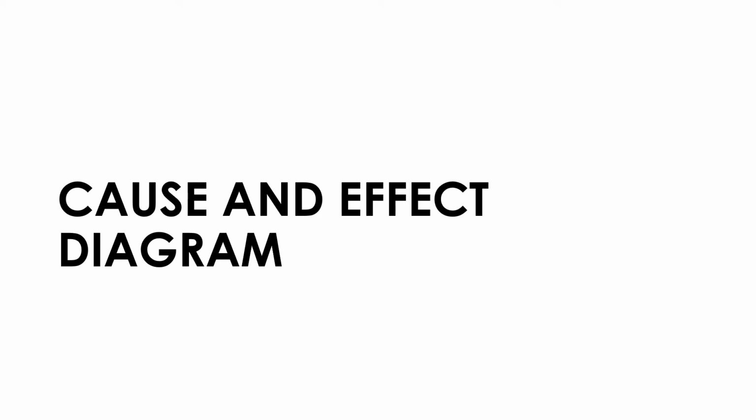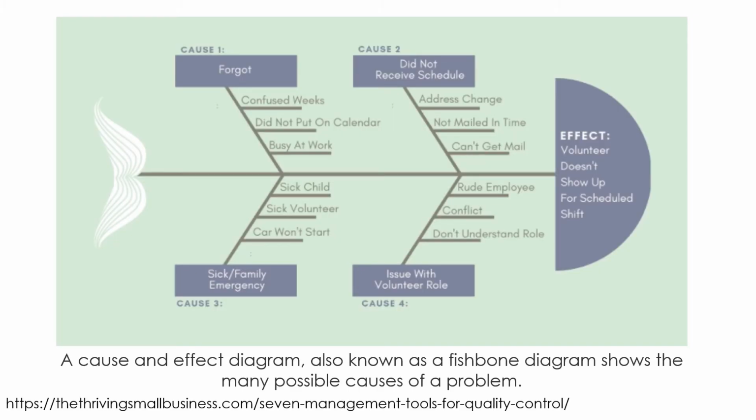A cause and effect diagram, also known as a fishbone diagram, shows the many possible causes of a problem. When using the fishbone diagram, you need to write the effect on the head and the causes on the skeleton.